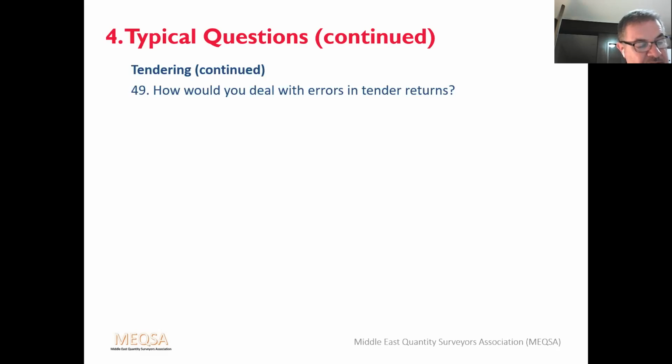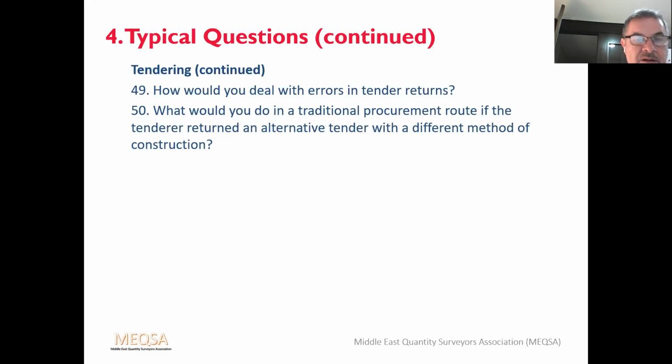Alternative two, the QS should amend computing errors, which should arrive at a new tender sum. They should inform the contractor, who can then choose to confirm, amend, or withdraw. So you may get asked, what would you do in a traditional procurement route if the tender returned an alternative tender with a different method of construction? Well, assuming you'd asked them to supply an alternative tender, you'd assess it along with others and liaise with the client. If you didn't ask for an alternative tender, you should demand a compliant tender.